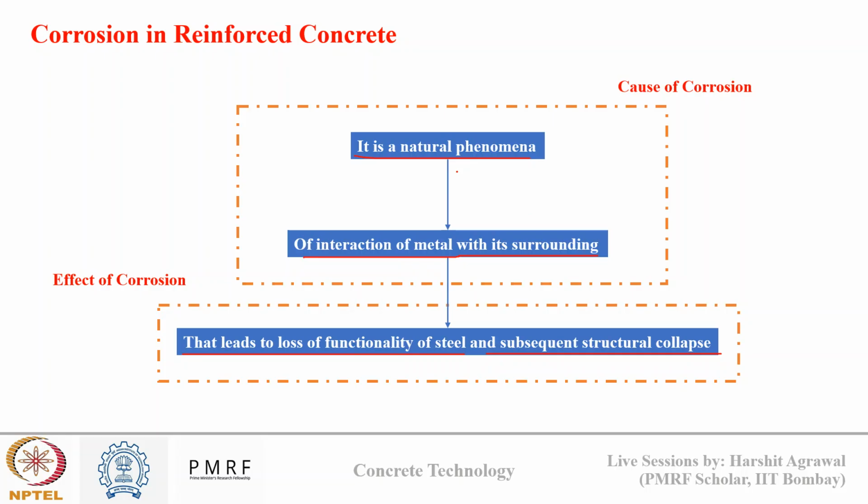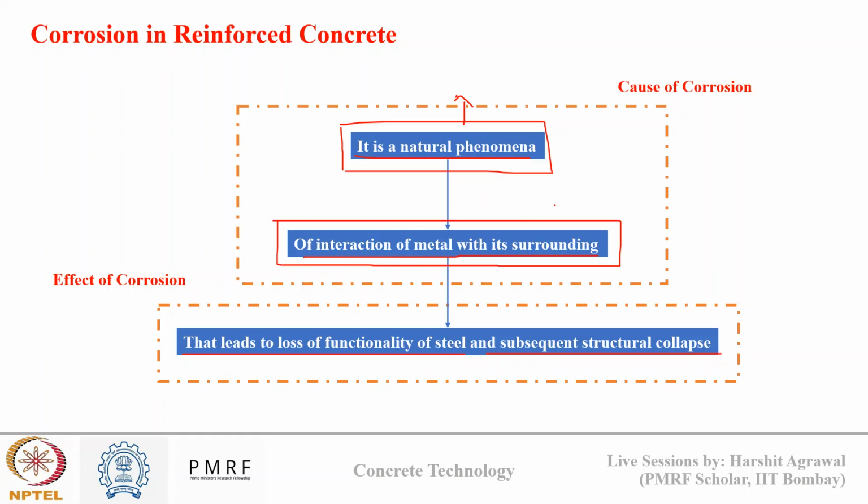Now the first point here: corrosion is a natural phenomenon. It is related to the thermodynamics of corrosion. Thermodynamics defines the possibility of something to occur or not. Corrosion is a natural phenomenon that is bound to occur. The second point, interaction of metal with the surrounding, defines the kinetics. These two define the cause of corrosion, why corrosion is occurring. So understanding both thermodynamics and kinetics will allow us to understand why corrosion occurs. And what is the effect of corrosion?